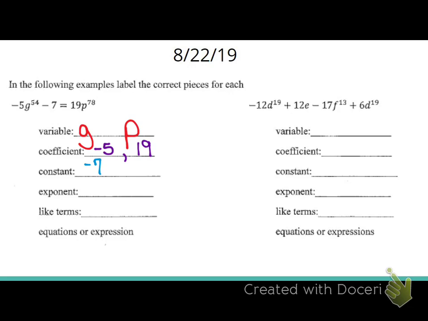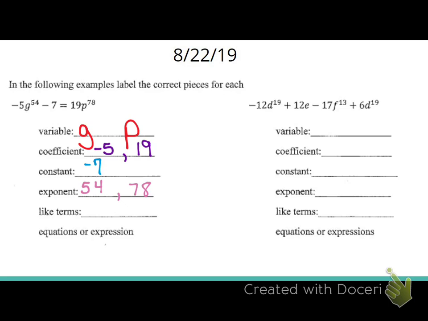Exponent. What are my exponents, Chance? 54 and 78. That is the only thing that I want to see on your quiz. I do not want you to put the variable or the number, then the exponent. Just put what the exponent is. What if we forget to put the variable? Then it would be wrong. Okay? Good question, though.